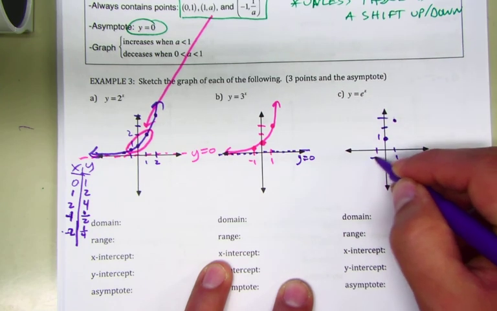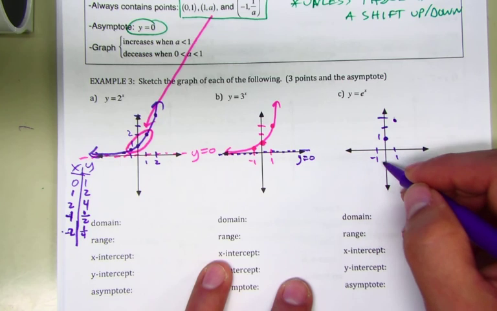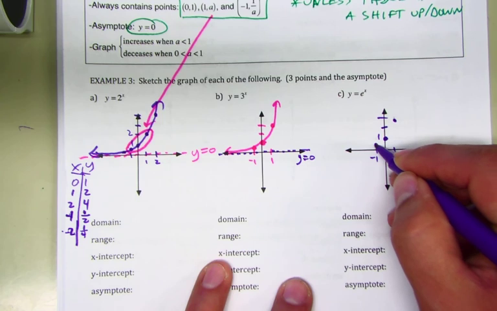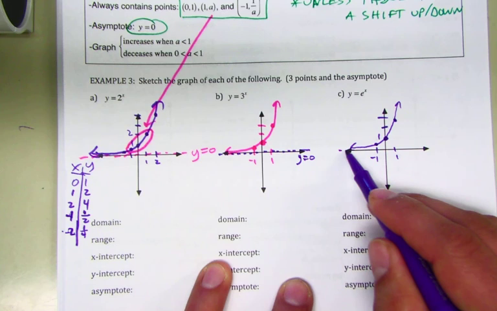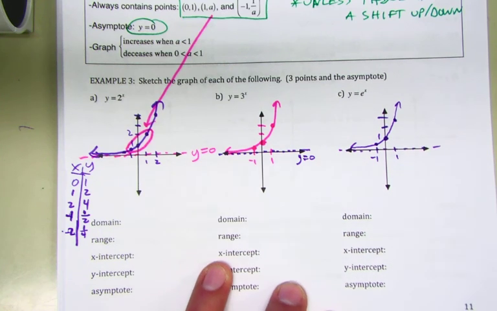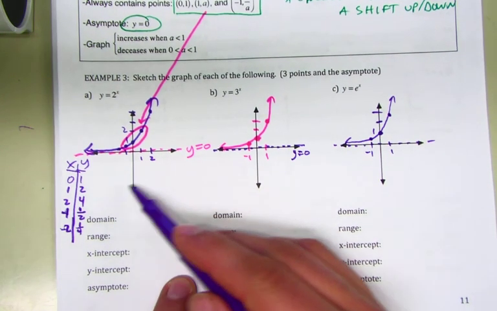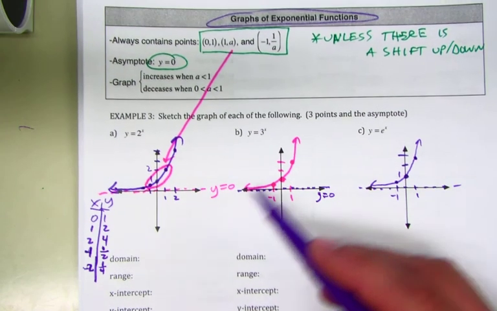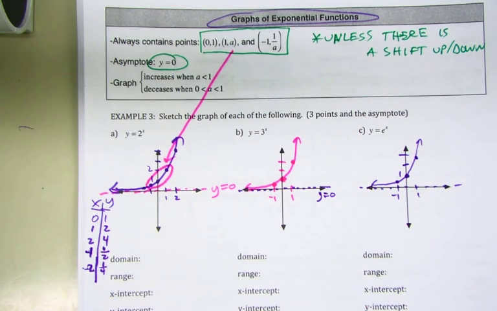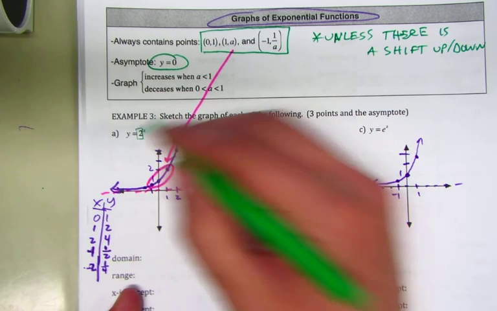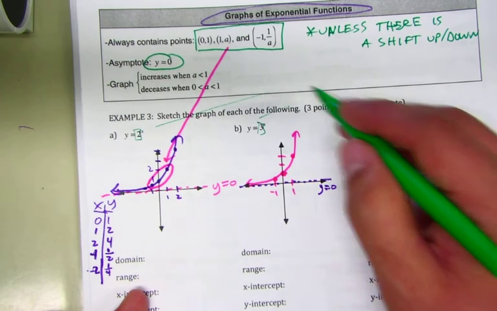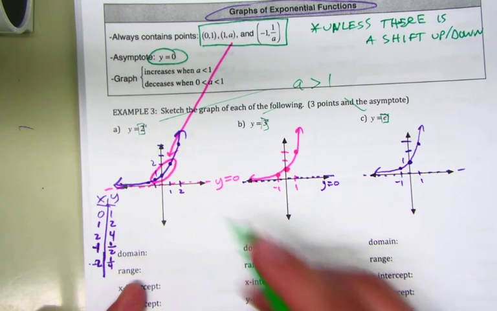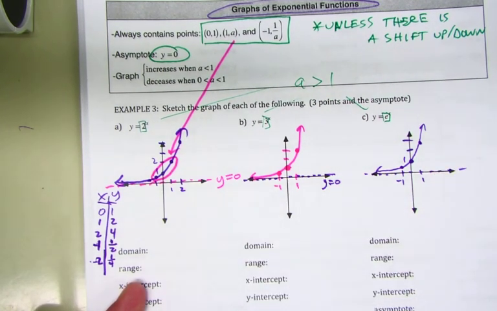And then now if I go to -1, so something like this, right? Still have an asymptote at y equals 0. Okay. All of these look the same. Okay, and there's a reason for that. These values right here, the 2, the 3, the E, these are all where A is bigger than 1. So all these graphs will be increasing.